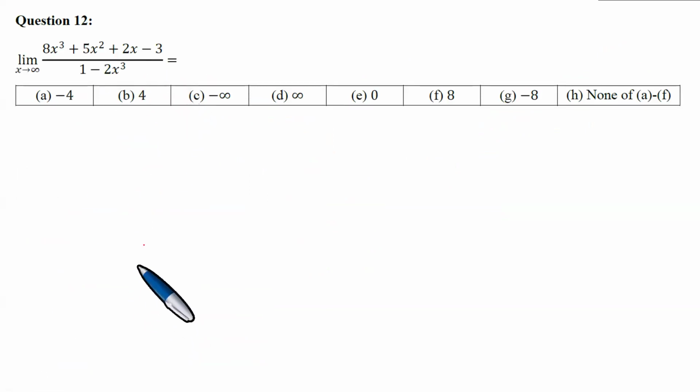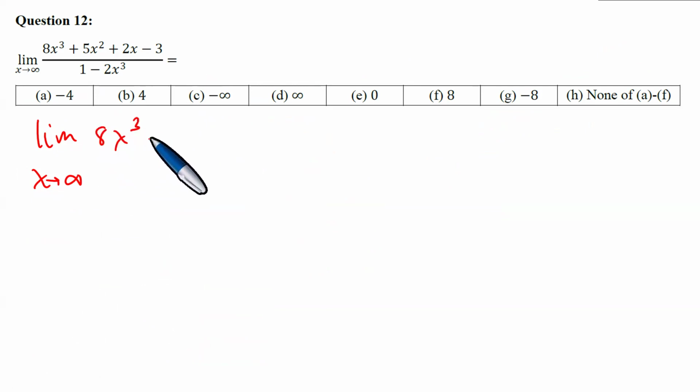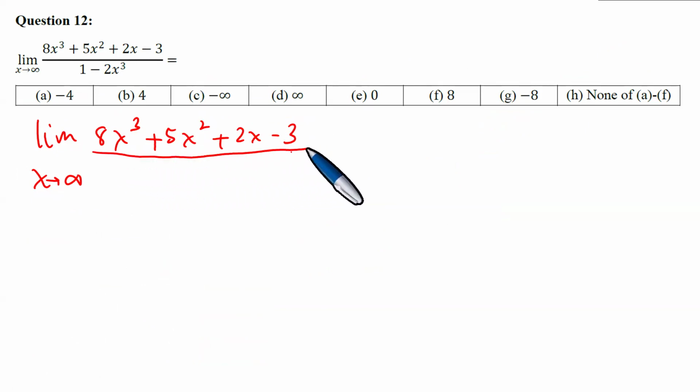Try number 12. I hope you're able to see it. It is the limit as x approaches infinity of 8x cubed plus 5x squared plus 2x minus 3, divided by 1 minus 2x cubed.